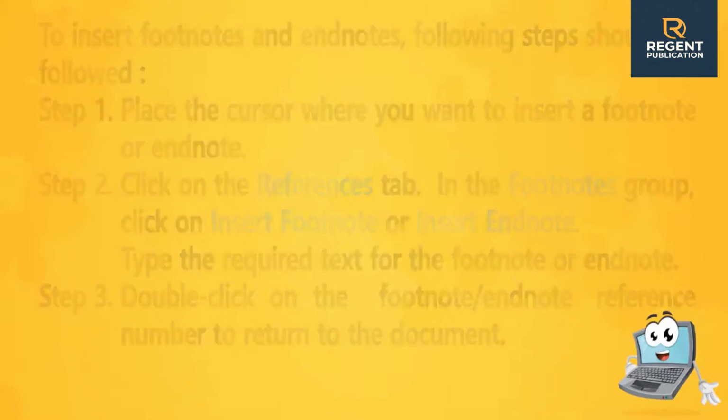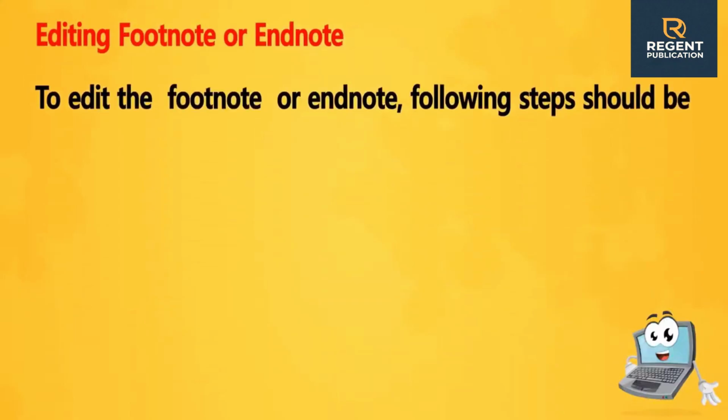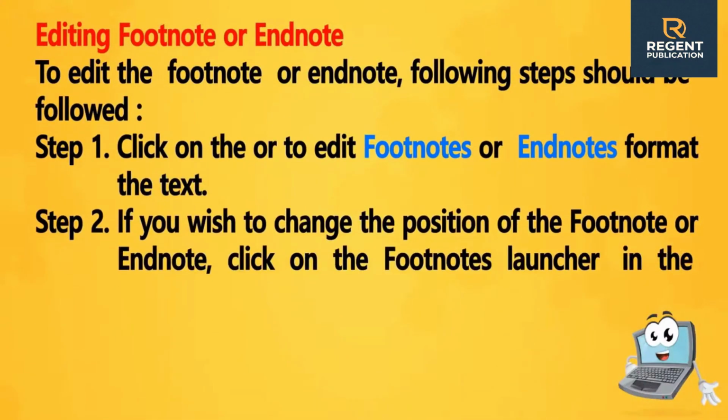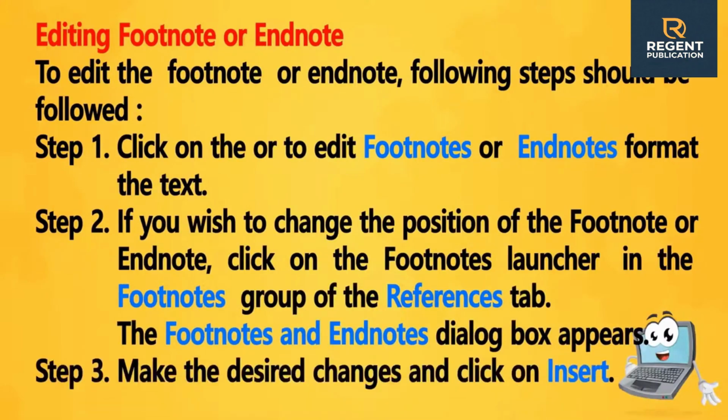Editing footnote or endnote. To edit the footnote or endnote, the following steps should be followed. Step 1. Click on the footnotes or endnotes to edit or format the text. Step 2. If you wish to change the position of the footnote or endnote, click on the Footnotes launcher in the Footnotes group of the References tab. The Footnote and Endnote dialog box appears. Step 3. Make the desired changes and click on Insert.